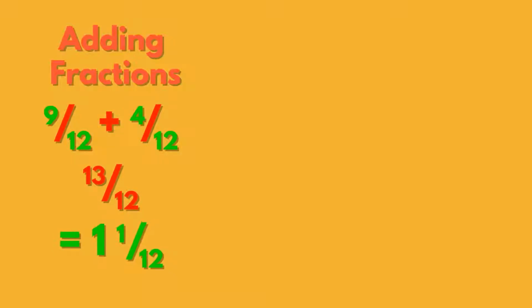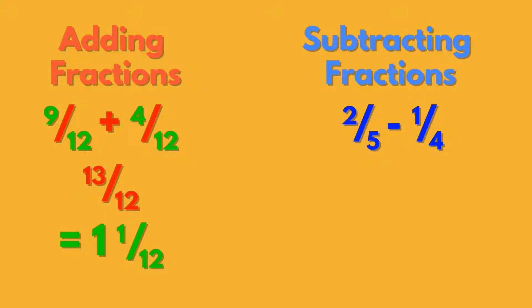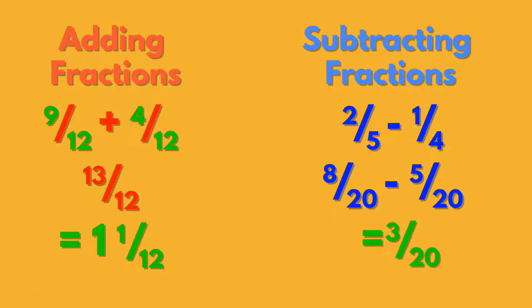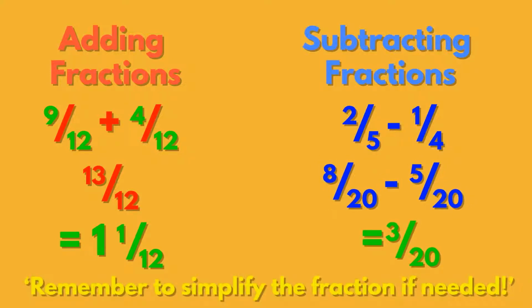Here's an example. The lowest number the two denominators both go into is 12. Now, multiply each numerator by the same amount we multiplied the denominators by to keep the fractions correct. We can now add the numerators and then simplify the fraction if this is needed. Subtracting fractions is similar in that we must make sure that the denominators are the same. Subtract the numerators and put the answer over the same denominator.